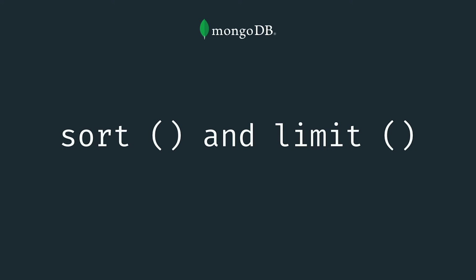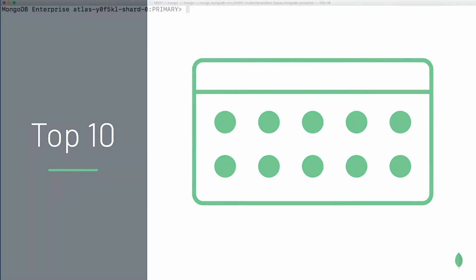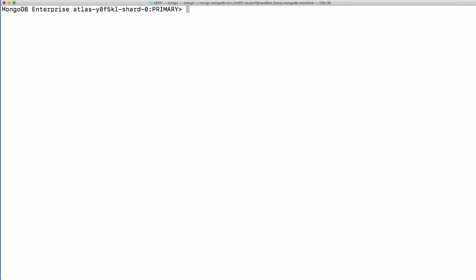In this lesson, we'll learn how to use the sort and limit methods. Sometimes, when you're querying a collection, you're not interested in all results, but are looking for the top 3 or top 10 results. In this lesson, we'll learn how to get the results in the order and quantity that we're looking for. Let's say we want to find the least populated zip code in the zips collection.